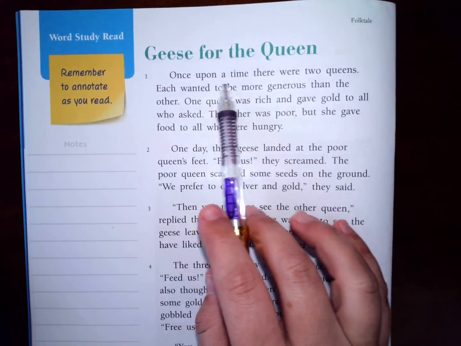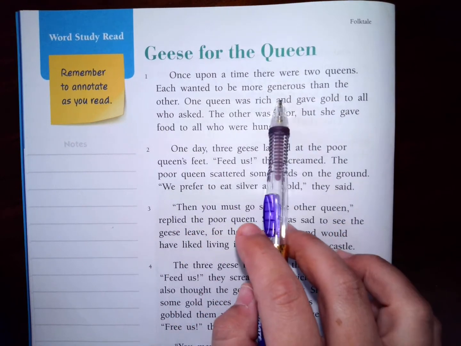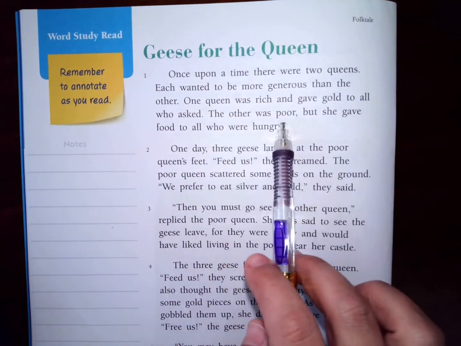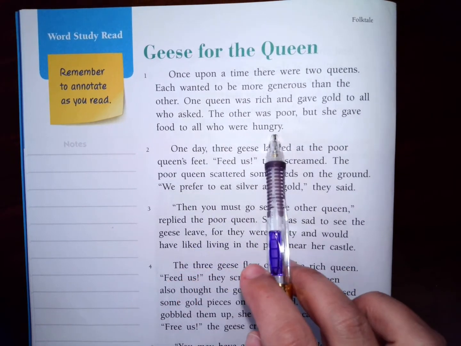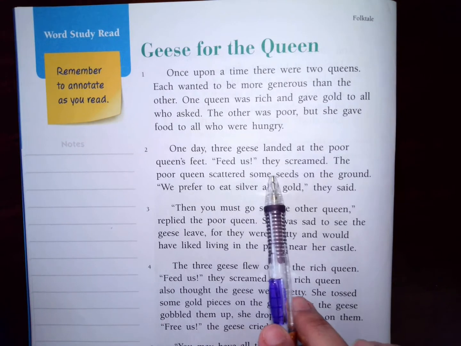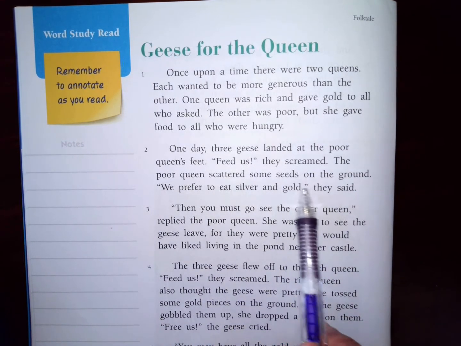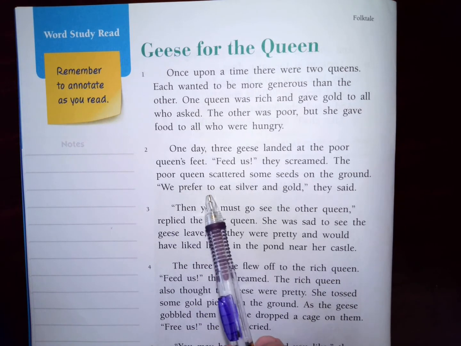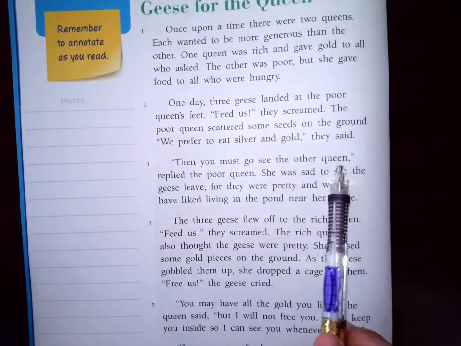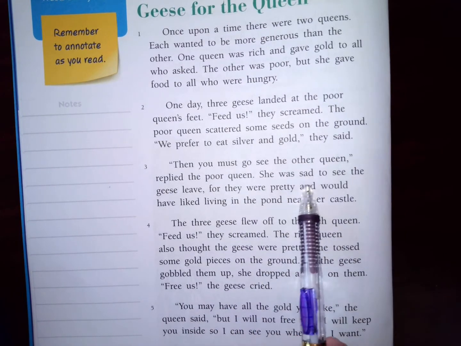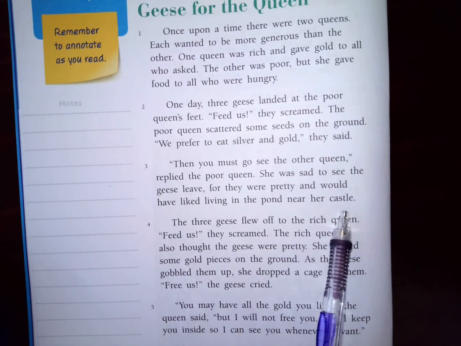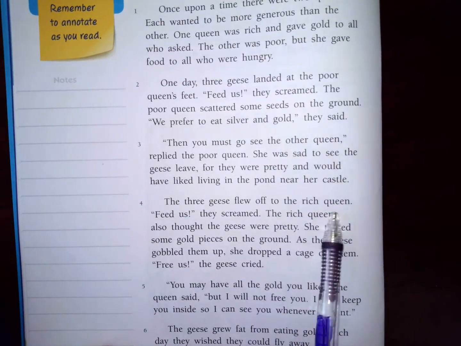Geese for the Queen. Once upon a time, there were two queens. Each wanted to be more generous than the other. One queen was rich and gave gold to all who asked. The other was poor, but she gave food to all who were hungry. One day, 3 geese landed at the poor queen's feet. "Feed us!" they screamed. The poor queen scattered some seeds on the ground. "We prefer to eat silver and gold," they said. "Then you must go see the other queen," replied the poor queen. She was sad to see the geese leave, for they were pretty and would have liked living in the pond near her castle. The 3 geese flew off to the rich queen.